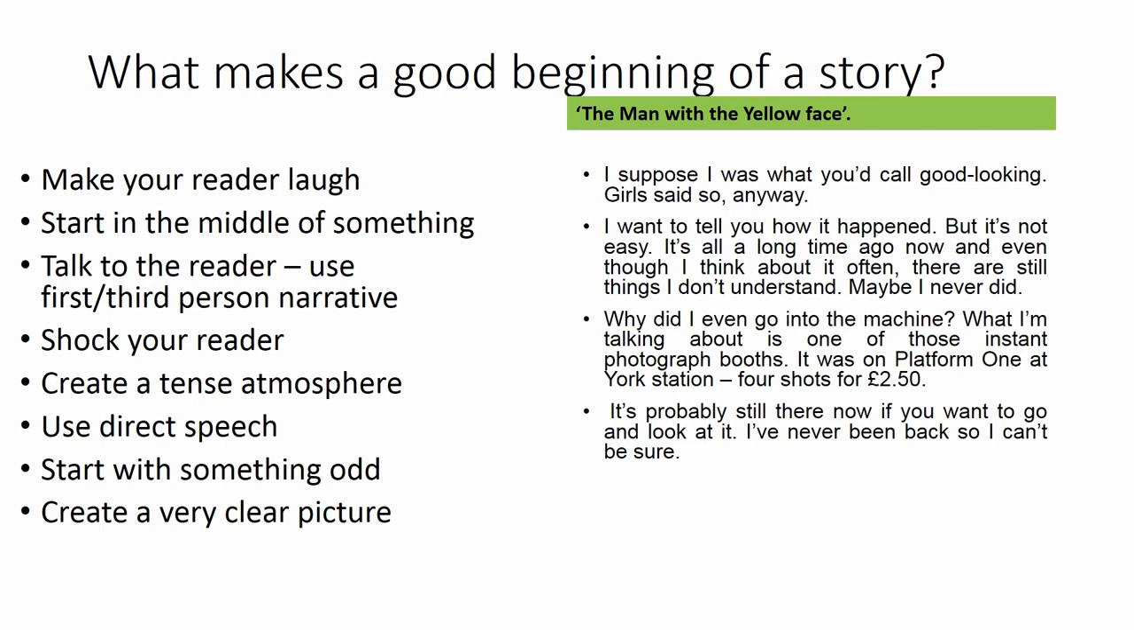And then we spoke about starting with something odd. The whole idea, going into a machine, taking a photograph, is not an unusual activity, it's commonplace. So it then becomes odd when he keeps questioning why did he go into the machine, and then create a very clear picture. And he does that. He talks about the instant photograph booth. He tells us how much it costs, 4 shots for £2.50. He tells us where it is. It was on platform 1.